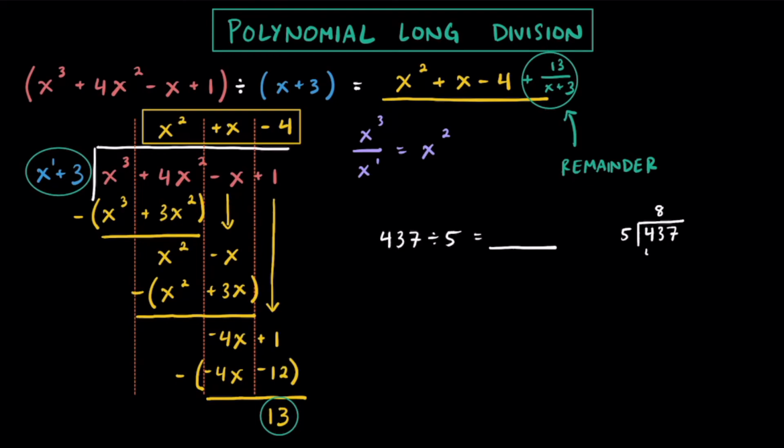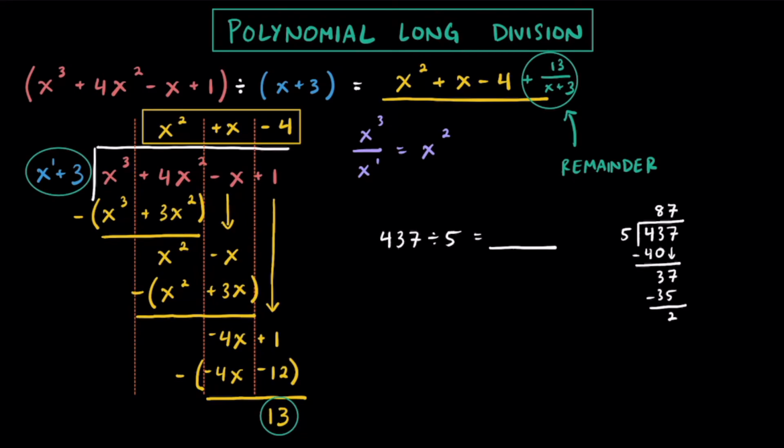8 times 5 is going to be 40. Those 4's match, just like in our polynomials. And then 3 minus 0 is going to be 3. We're going to bring down the 7 to join the 3. And we're going to repeat the process. 5 goes into 37, I think 7 times. 7 times 5 is going to be 35. And we're going to have a remainder of 2.